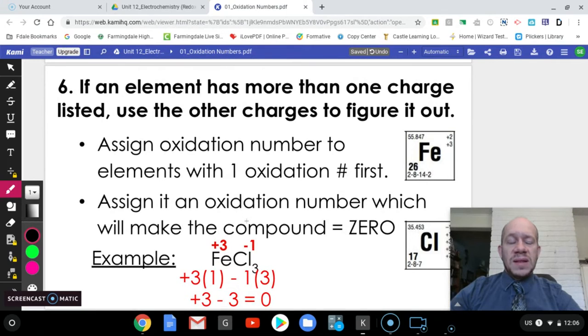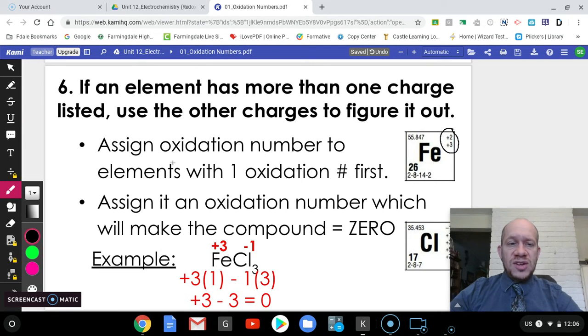Rule 6, if an element has more than one charge listed, use the other charges to figure it out. So for example, some of our transition metals have multiple oxidation states. So first, assign the oxidation number to the elements with one oxidation number. So for example, when I have iron chloride here, we know chlorine will be -1 because it's at the back. I have 3 of those. So together, they have to add up to be 0. So because I have a -3 and iron has the choice of a +3, +3 and -3 will make a sum of 0.